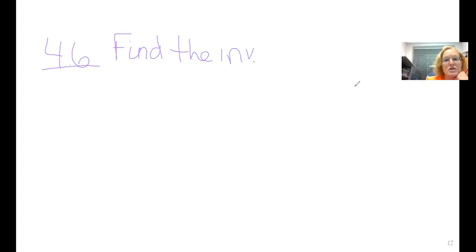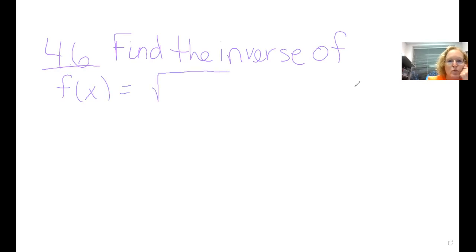So the first thing we're going to do is go back to section 4.6. If you just want to know what section I'm talking about, what we're going to do is find the inverse of, let's do one that's got a weird little root. We'll do the inverse of the 7th root of 3x plus 4, okay?